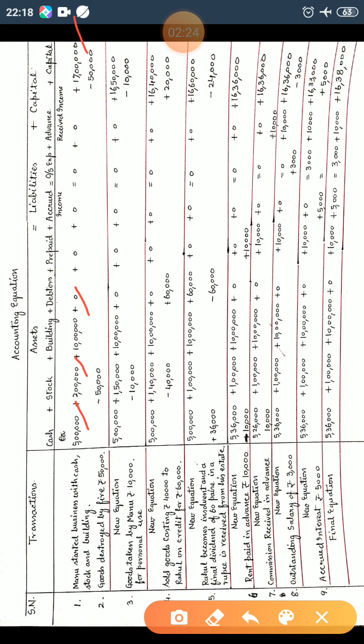Now the next transaction is goods destroyed by fire, rupees 50,000. So we know two accounts are involved. Goods, that is the stock, which is destroyed by fire, so there is a loss due to fire of rupees 50,000. So stock will be decreased by 50,000 and the loss will be deducted. The rule is, loss or profit should be adjusted: if there is a loss, it should be deducted from capital; if there is a profit, it should be added to the capital. So the loss will be deducted from the capital.